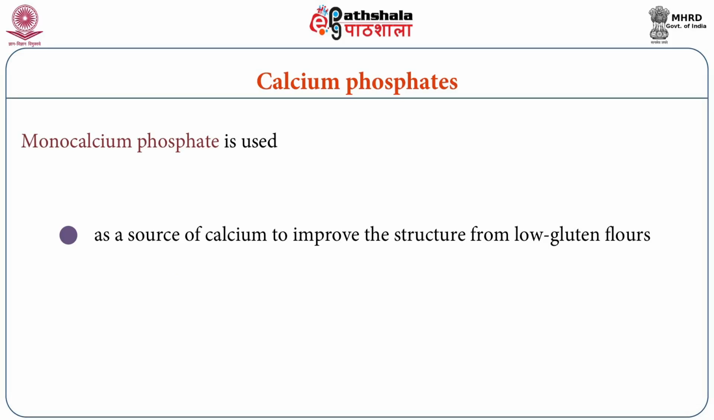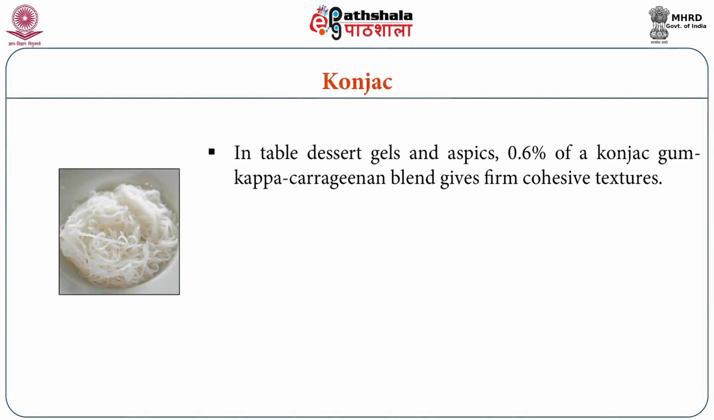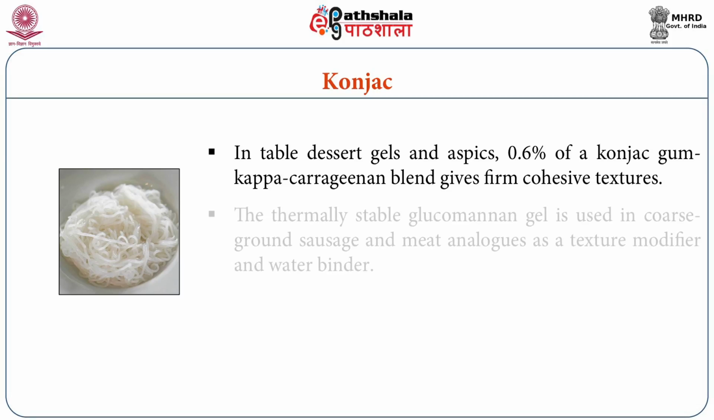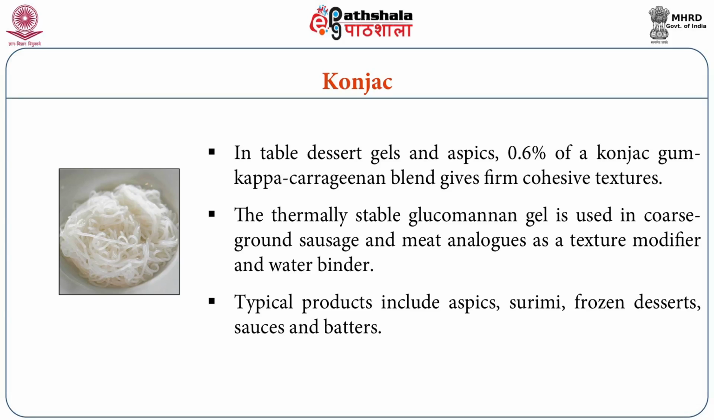Calcium phosphate. Monocalcium phosphate is used as a source of calcium to improve the structure of low gluten flours. It is also used to increase the firmness of canned vegetables such as carrots and tomatoes. Another is Konjac. In table dessert gels and aspics, 0.6% of Konjac gum kappa carrageenan blend gives firm cohesive textures. The thermally stable glucomannan gel is used in coarse ground sausages and meat analogues as a texture modifier and water binder. The typical products include aspics, surimi, frozen desserts, sauces and batters.